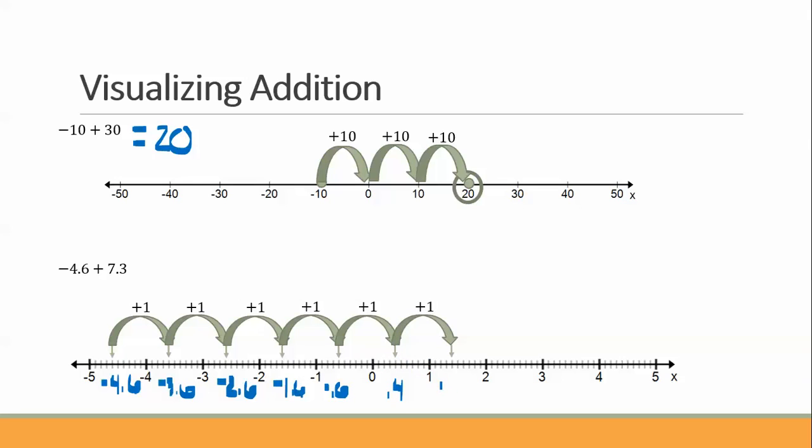And then we add 1 again. That becomes 1.4. Add 1 more, and we get 2.4. 1, 2, 3, 4, 5, 6, 7. So we've added 7, and now we want to add our 0.3. 0.1, 0.2, 0.3. And that gives us 2.7.